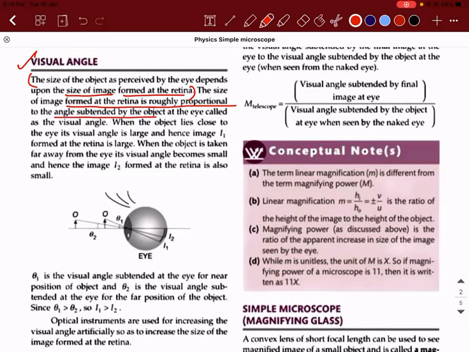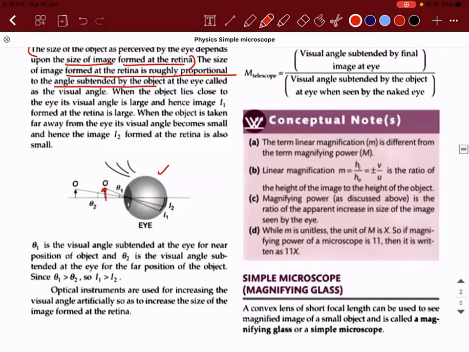We need to understand this concept. Let me tell you what it means. If you take this eye, you place an object in front of it. From here, you take a line along the horizontal, from the two endpoints of that object. Then I get the size of the image. I'll call this image I1.